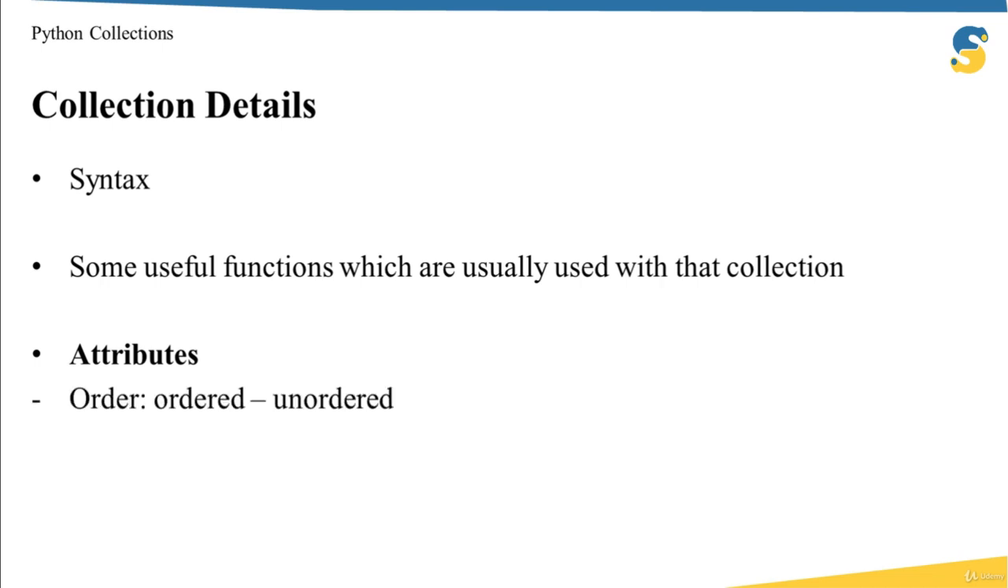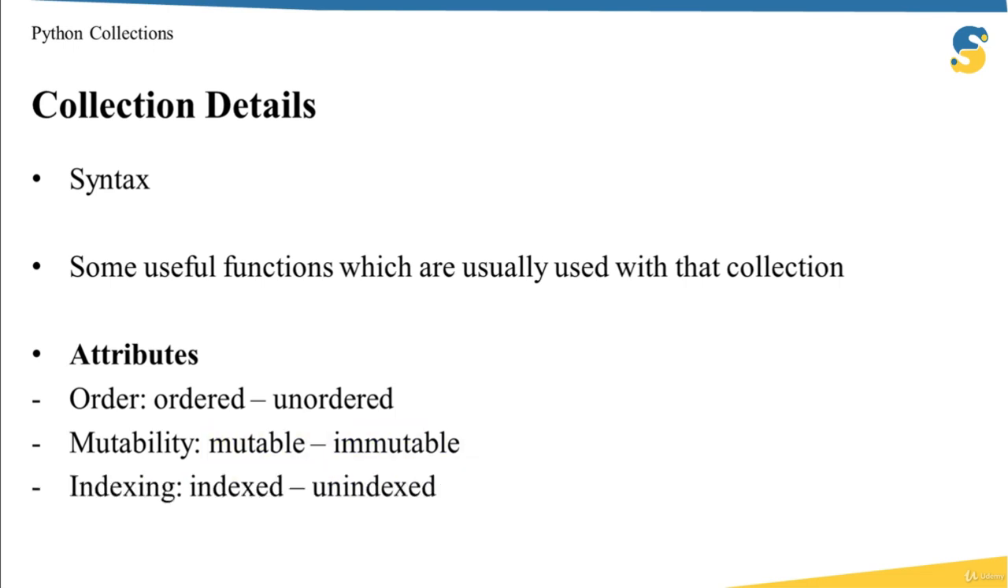The first attribute is order, and usually we say a collection is ordered or unordered. The second one is mutability, and we say a data structure is mutable or immutable. The third attribute is indexing, and usually we say a collection is indexed or unindexed. And finally, slicing. So we have to know if a collection supports or does not support slicing. Don't worry if you are not familiar with all of these attributes, because in the following slides, I'm going to explain each one of these in detail.